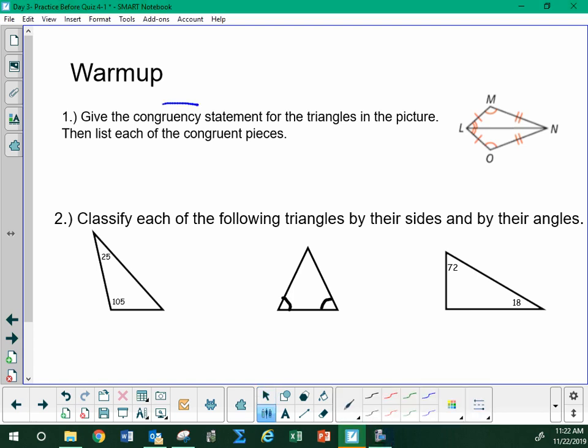When it says the congruency statement for the triangles, you're saying triangle yada yada is congruent to triangle yada yada. These are not actually yada yada, they're letters. And then it says list each of the congruent pieces. That means we have 3 sets of angles, 3 sets of sides, so 6 pieces are listed. So like side LN is congruent to side... Side MN is congruent to side... So that's what we're talking about there.